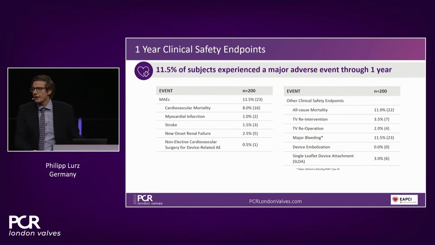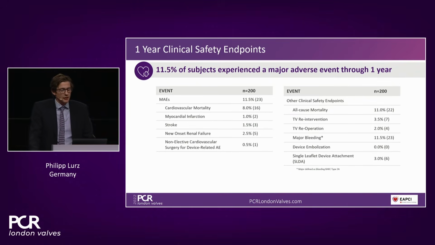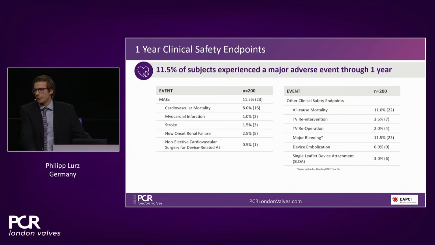Here you see the safety data at 1 year. Overall, 11.5% with major adverse events. Cardiovascular mortality was 8%. I believe this compares very fairly to natural cohort studies, especially if you consider, as said, baseline TR was massive and torrential in most patients, and this differs to the outcome as compared to severe.